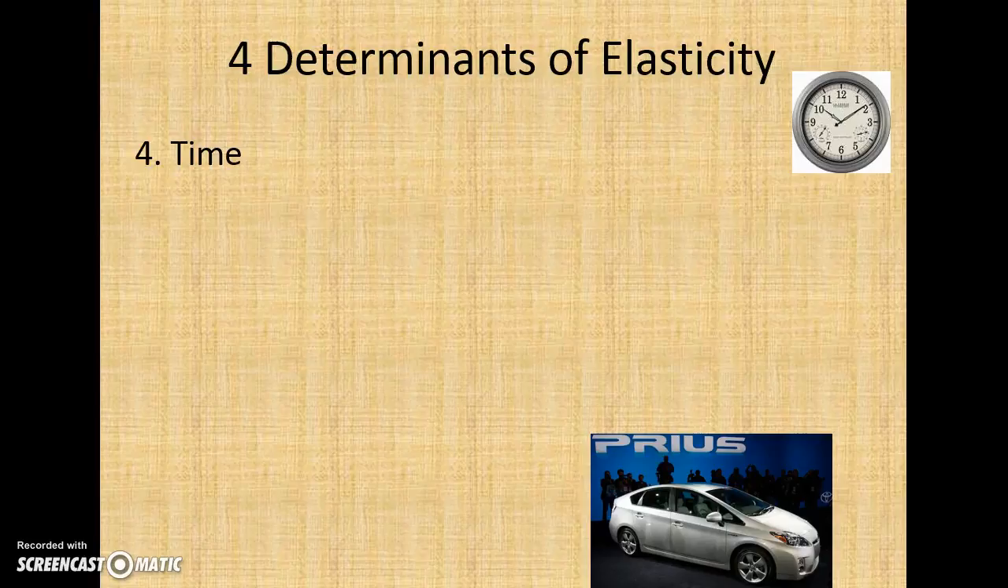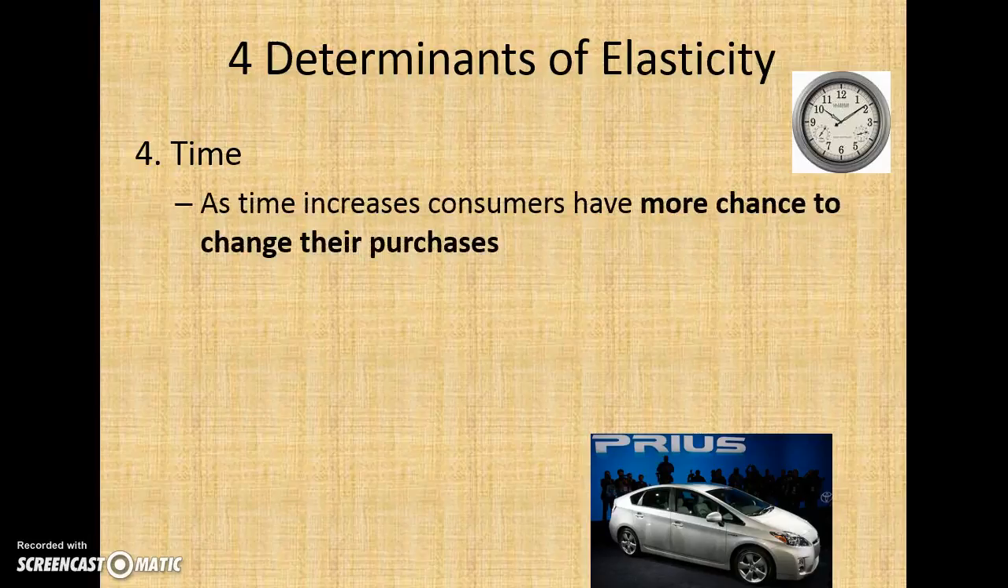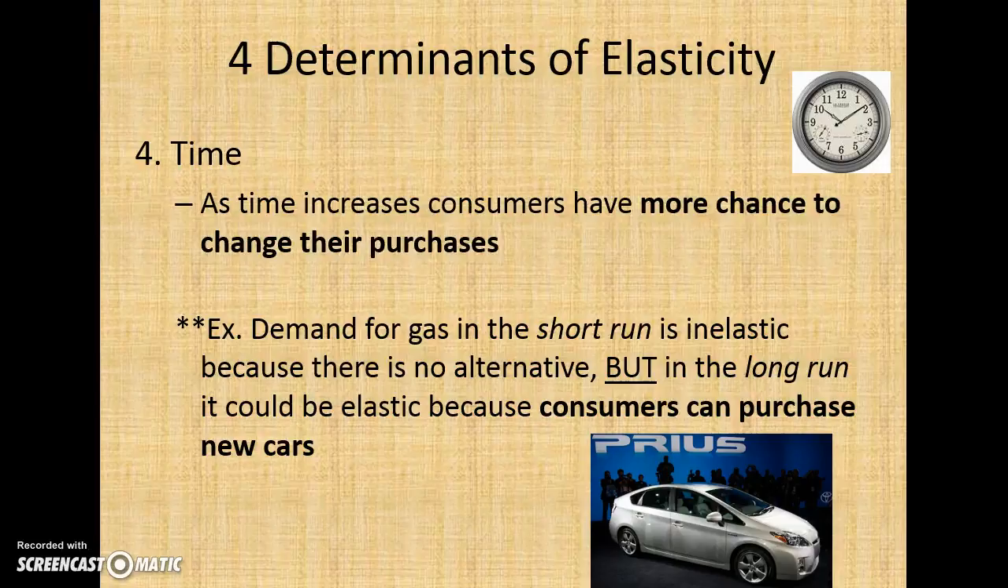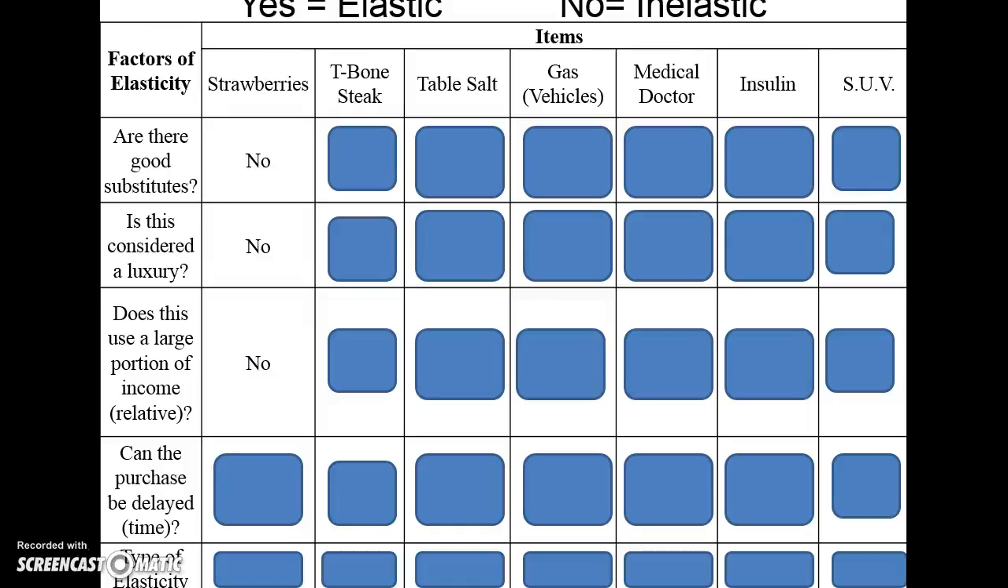And the 4th determinant of elasticity is time. Something could be inelastic in the short term, but in the long run become elastic because consumers don't want to pay as much for gas. So all of a sudden they invent new cars. All of a sudden they want cars that are more gas efficient, and then car manufacturers create those cars that have better gas mileage and abilities.